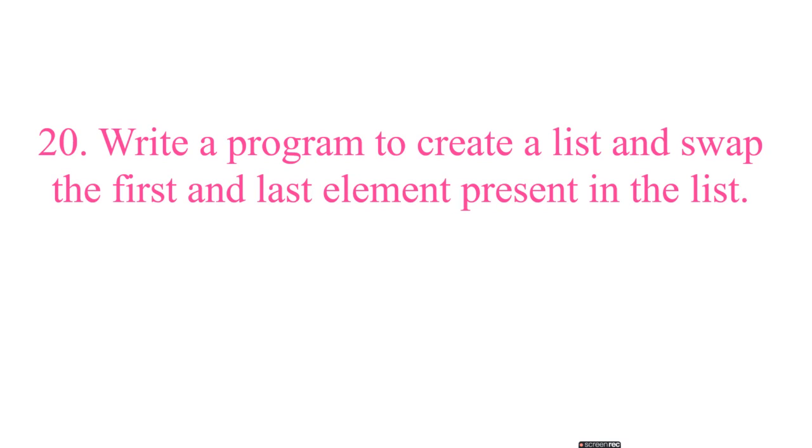Write a program to create a list and swap the first and last element present in the list. So here we have to swap the values. That means we have to interchange the value. That means we have to interchange the first value and the last value of the list. Okay. So say this example.